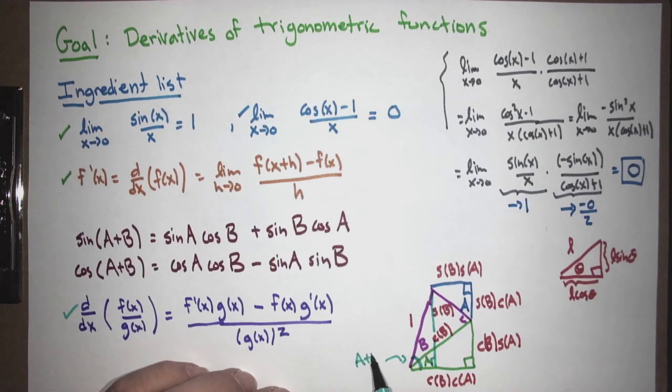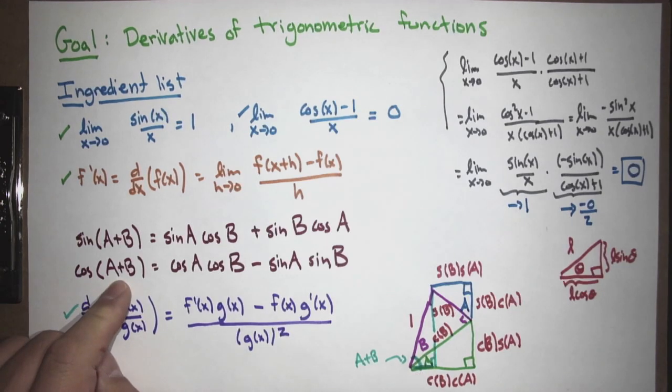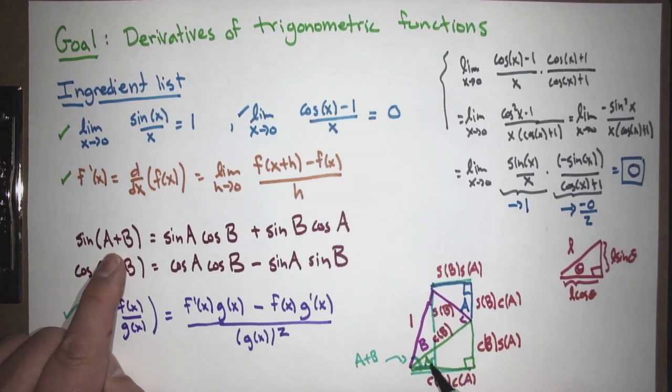This angle is the sum of the two angles. So this length has to be the cosine of A plus B. Well, take the long length here, subtract the short length there. Cosine A, cosine B, that's the long length down here. Subtract sine A, sine B. So that's this length. This side, that's opposite A plus B. So this is the sine of A plus B.